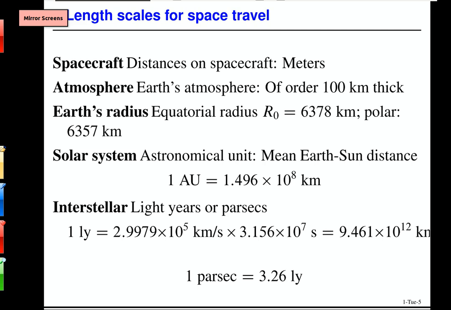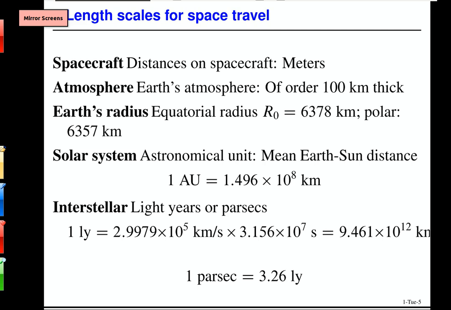So how much of the atmosphere do you have to get through? Well, 100 kilometers is considered to be the boundary of space, but it isn't really. You have to be higher up than that to really orbit for more than a couple of hours at a time. Okay. Next length scale up is Earth's radius.